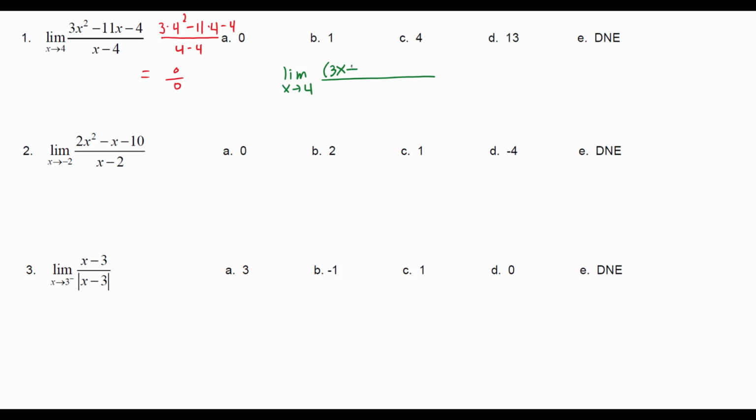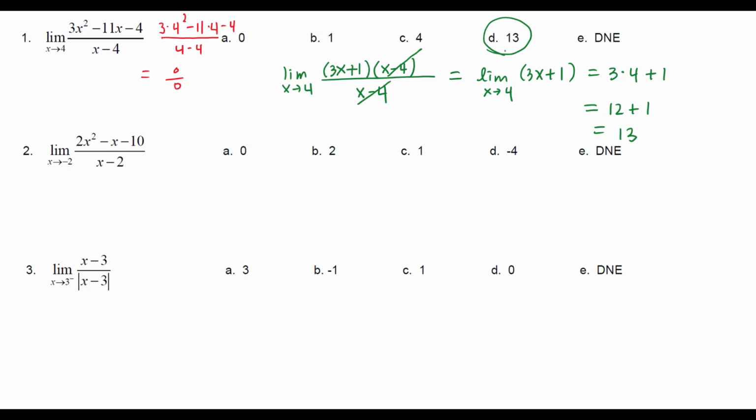as 3x plus 1 times x minus 4 over x minus 4. So that x minus 4 factor cancels, and all I have to do is find the limit of 3x plus 1. Now you can plug in x equals 4. You get 3 times 4 plus 1, which is 12 plus 1. So you do get 13. The answer to the first one is 13.